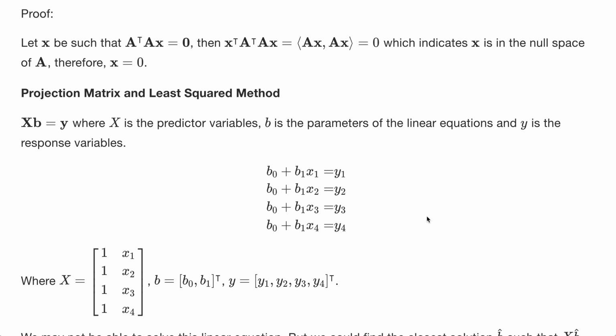Now we are ready to go through what we need to know. We'll see why we need to prove that A transpose A is invertible later. So, the projection matrix and least squares method. What we are facing here is that we are trying to fit a straight line to sample data, which will minimize the errors of the response value y with the estimated regression line.